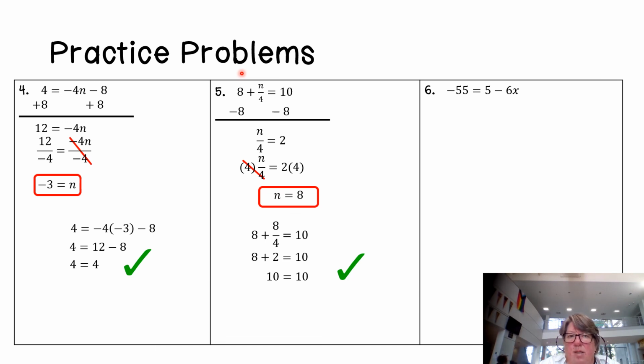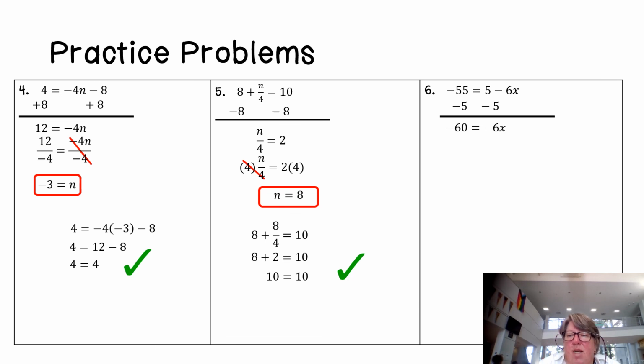All right, last example. Negative 55 is equal to 5 minus 6x. Step 1 says, get that variable term alone. So we want to get that 5 out of there. So how are we going to turn it into a 0? We're going to subtract 5 from both sides. And when we do, we get negative 60 is equal to negative 6x.